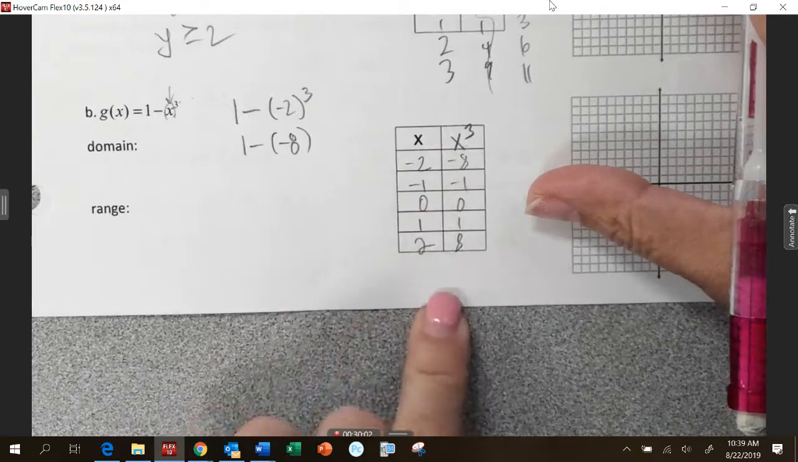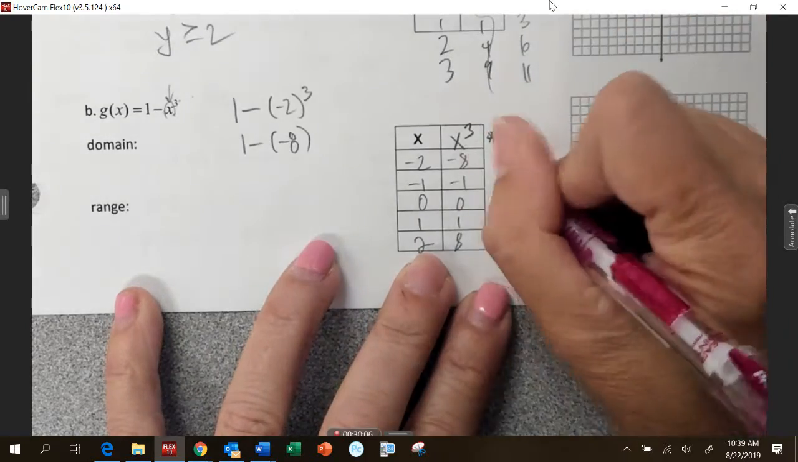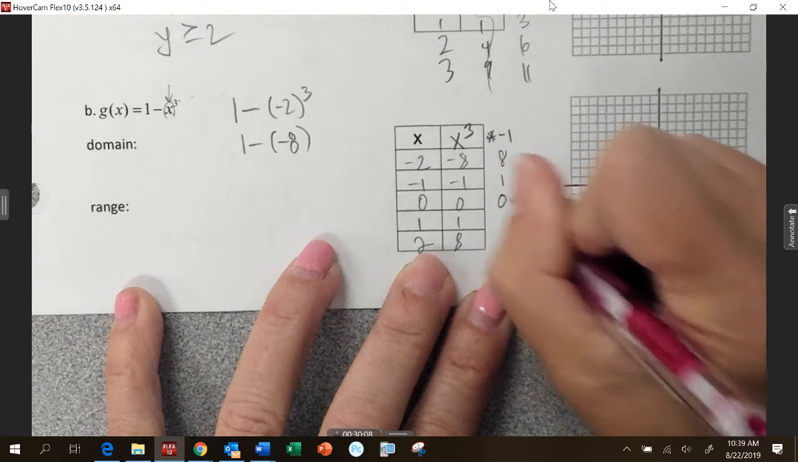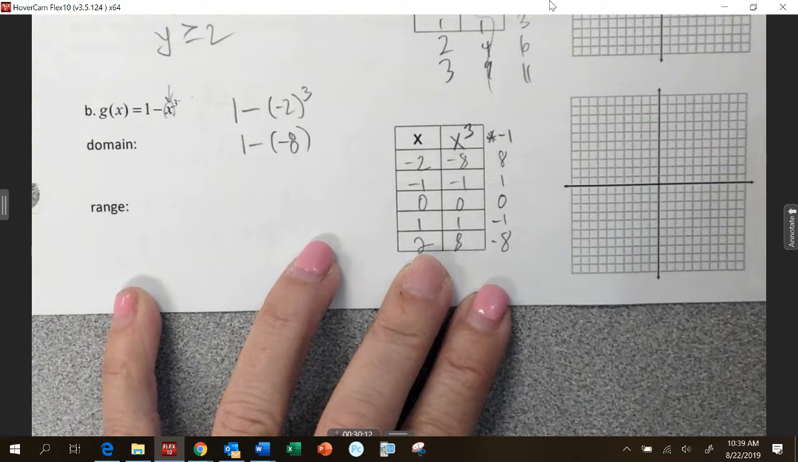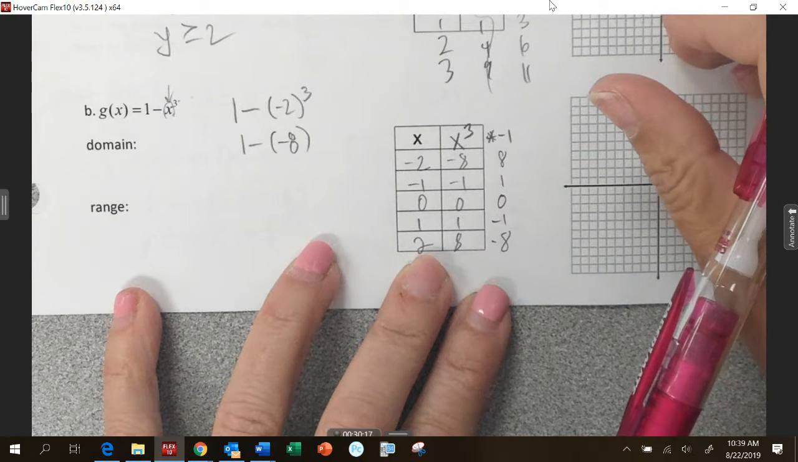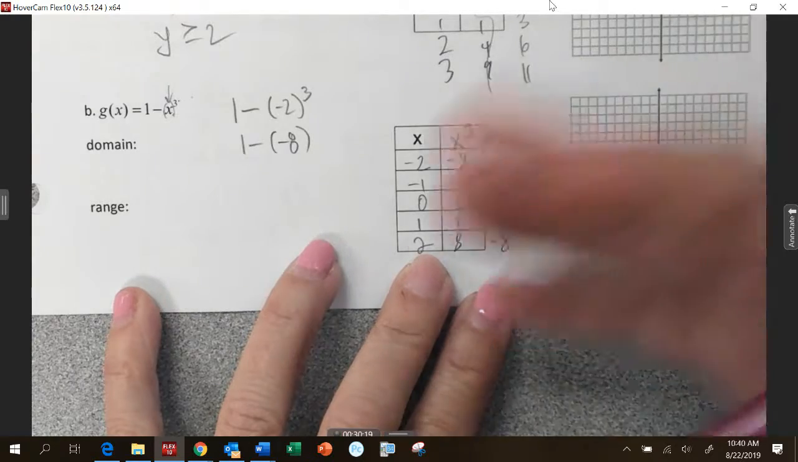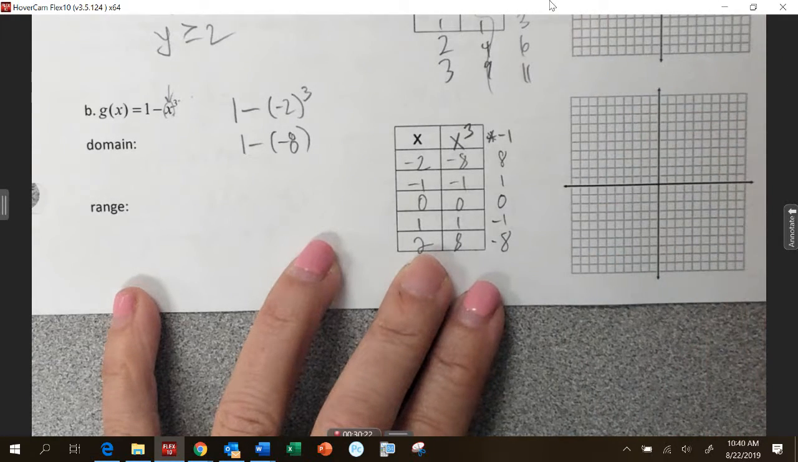So that's what we're going to do to all of these, is we're going to multiply them all by negative 1. 8, 1, 0, negative 1, negative 8. And when we actually do a page of transformations, I'll talk to you more about what that means for the graph. But today we're just graphing it. Transformations are coming up.